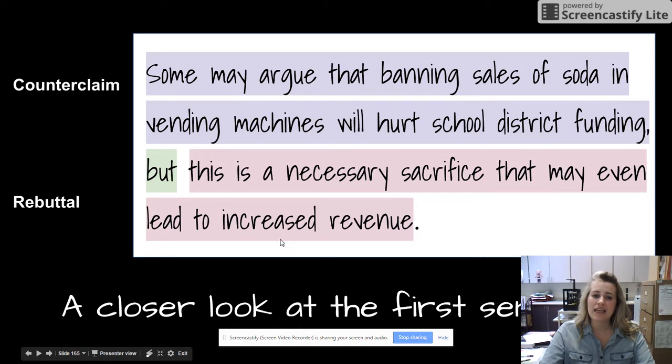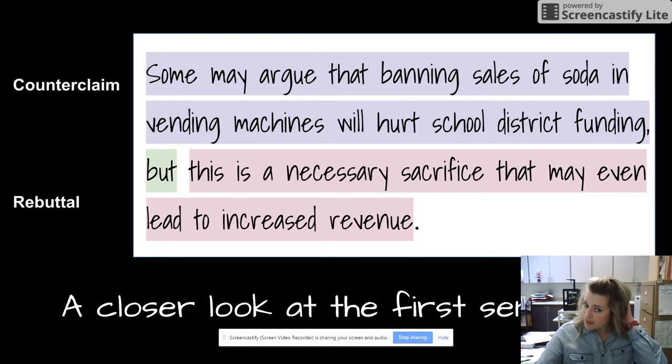And then the stuff in pink is my rebuttal. That's me telling you how I'm going to prove that the counterclaim is wrong, that my side is still better. So I said, this is a necessary sacrifice that might even lead to increased revenue. So I'm going to show you that banning soda won't hurt funding and that it might even benefit the funding.